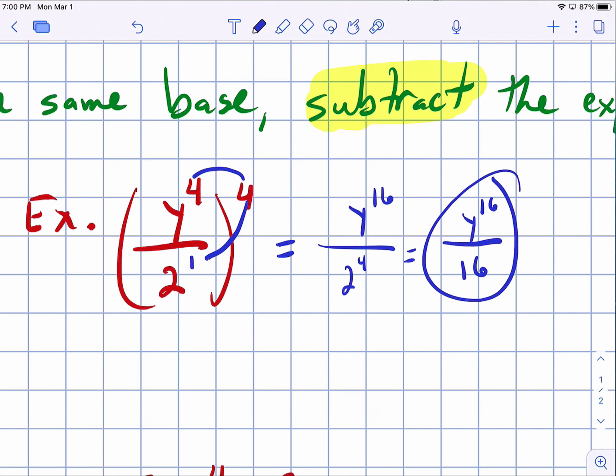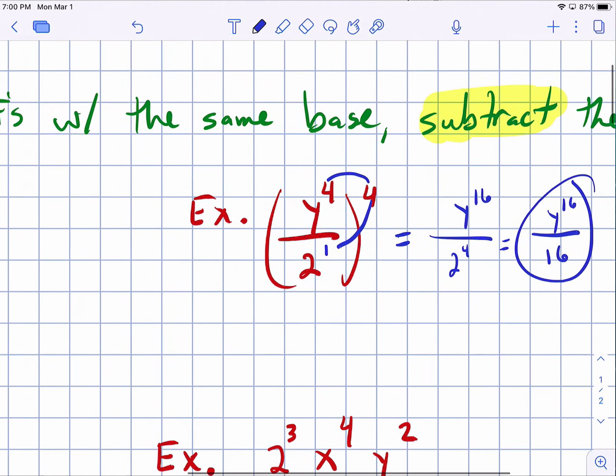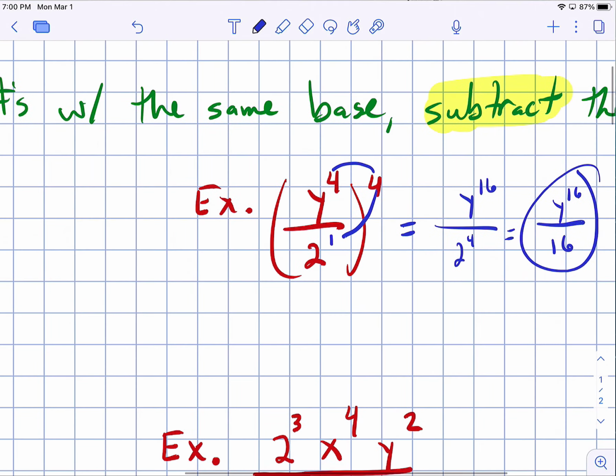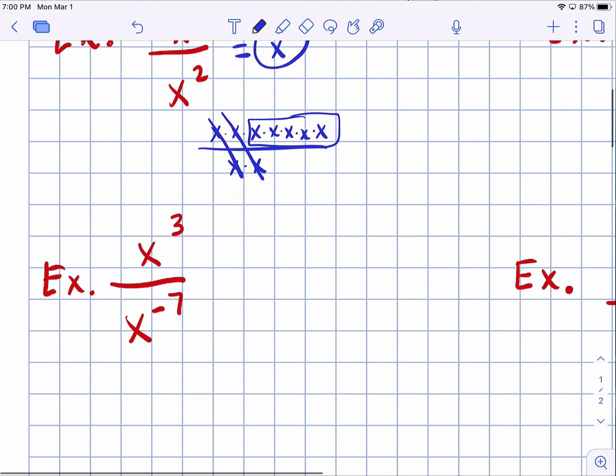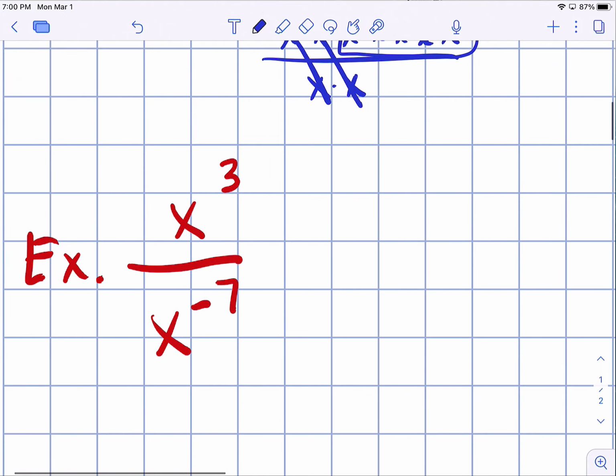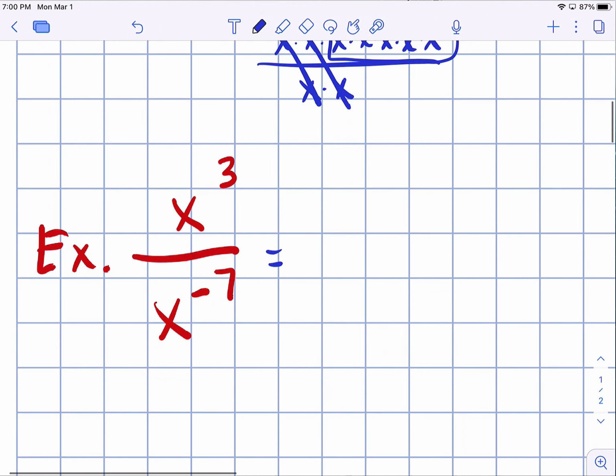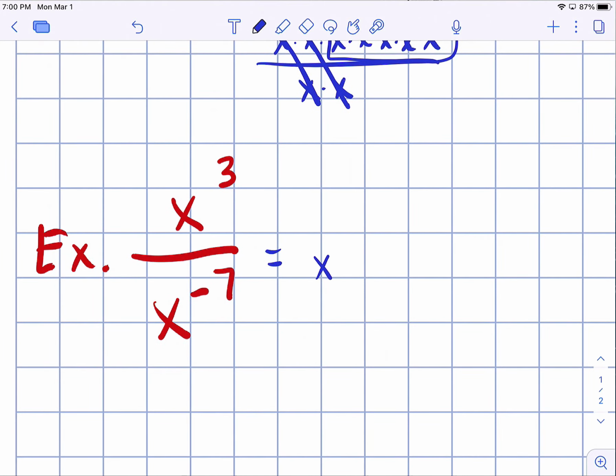Okay, so that one really wasn't part of the division rule, even though it was a fraction, because the y and the 2 don't have the same base, so I can't subtract the exponents there. Okay, next, x to the third over x to the negative 7th. Please be careful with your subtraction. 3 minus negative 7 is 10. That's typically one where people make mistakes simply because they subtract wrong. So make sure you're careful with that part of it.